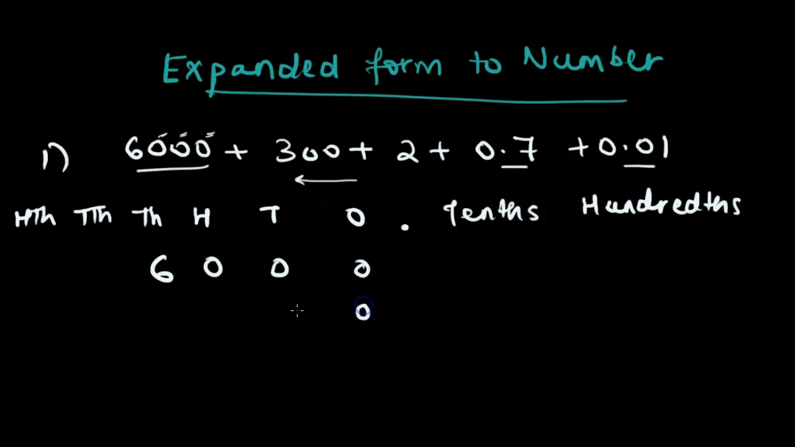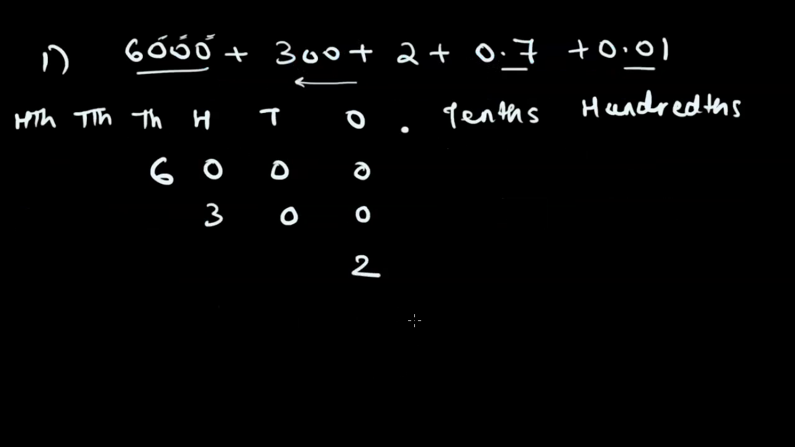Next we have is 3 with 2 zeros. So we put 0, 0, 3. Next we have is 2 without any zeros, so 2 will go right there. Next is 0.7, so this will go after the decimal. Next is 0.01. This will also go after the decimal. Now what we have to do is just add all of these numbers up.